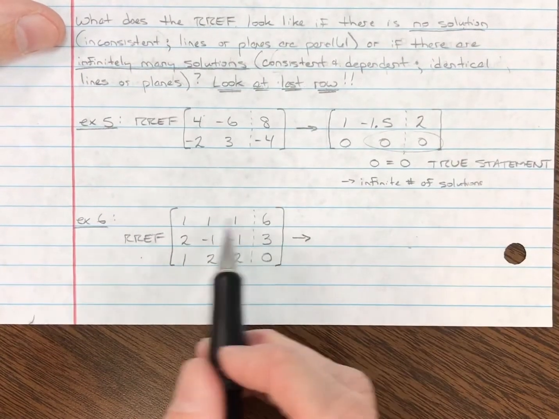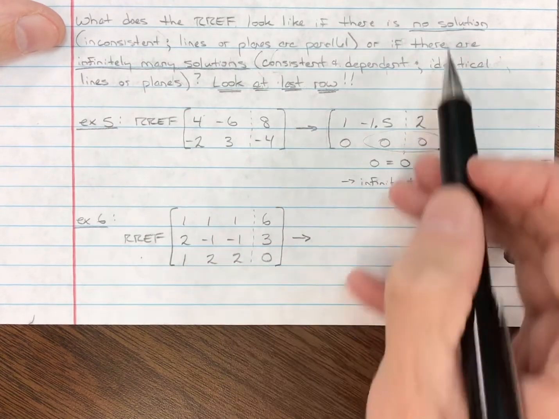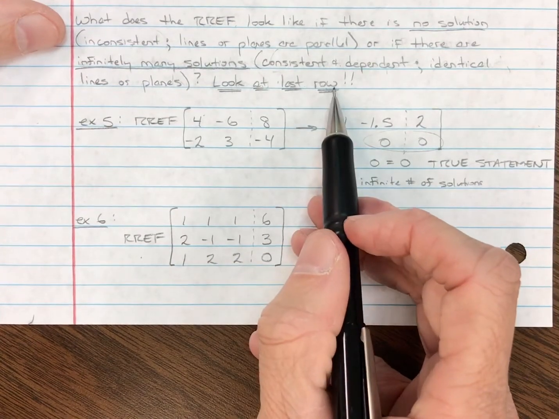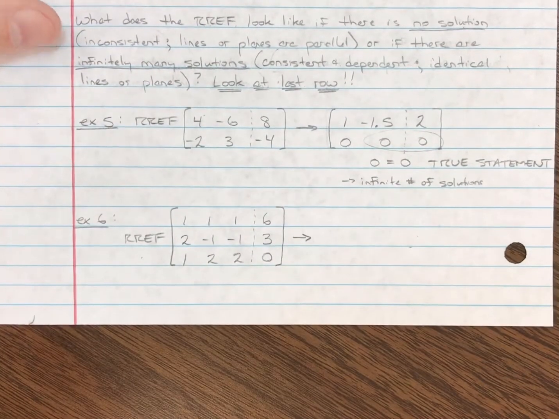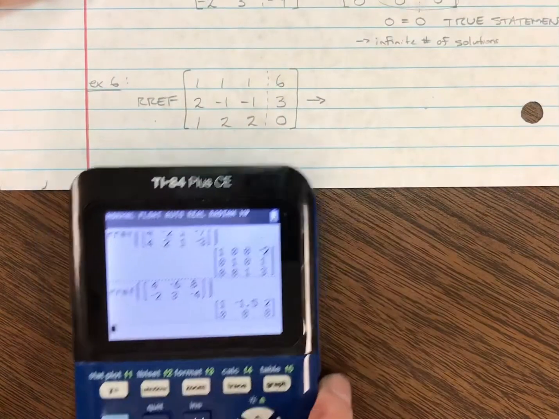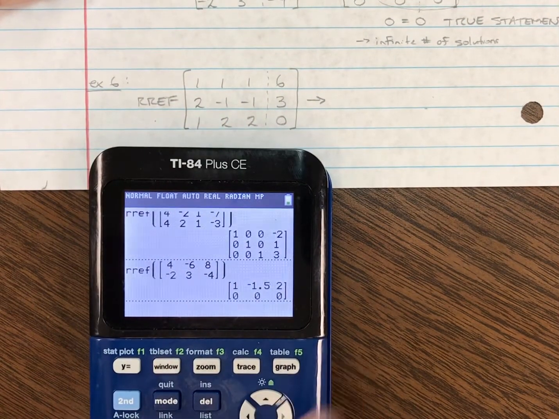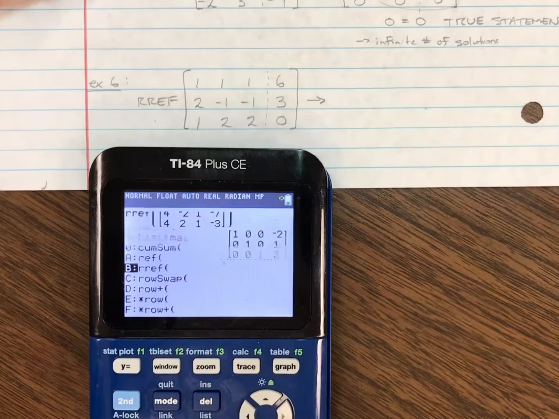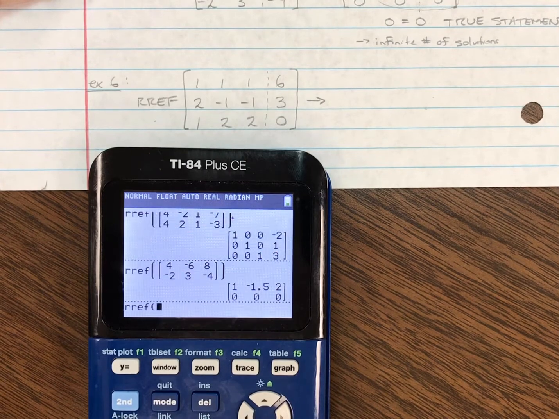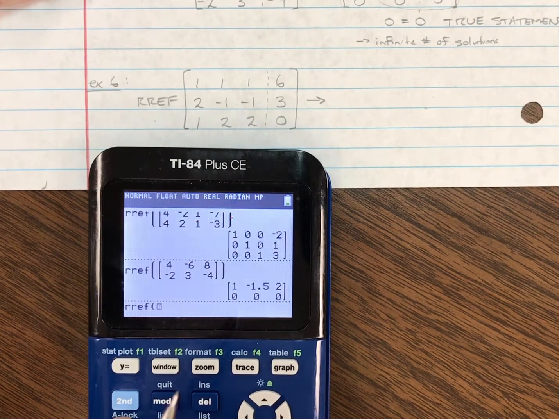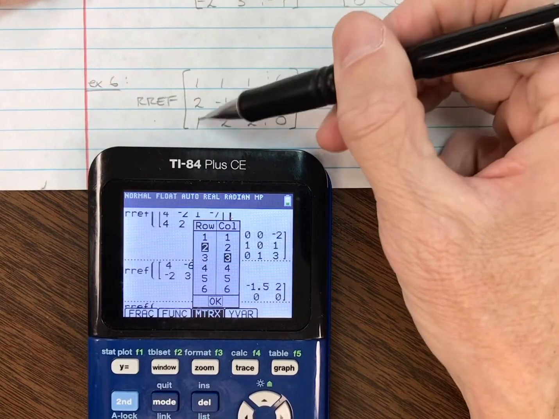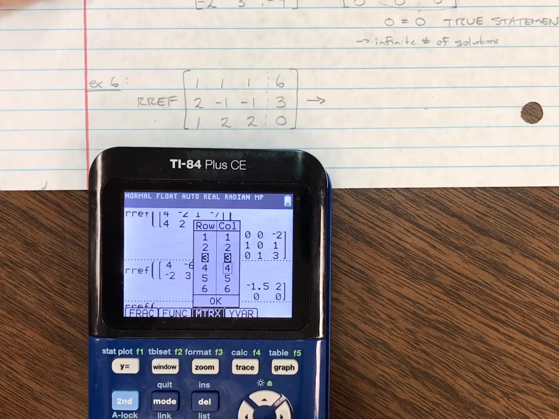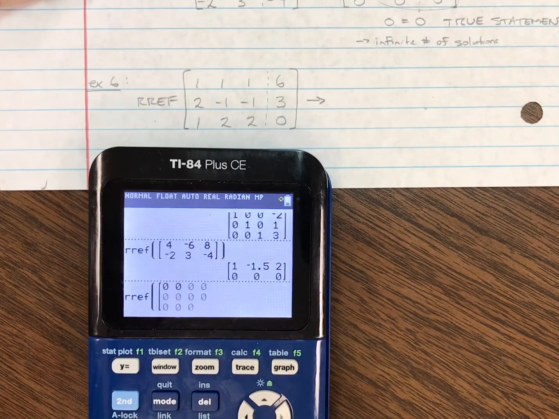Let's look at a 3 by 3. What does it look like if there's no solution in a 3 by 3? Same thing would happen. We're going to look at the last row. So I'll slide this up. I'll again go into my matrix menu, go to Math, and go up to RREF, reduced row echelon form. I'll build my matrix with my green F3, and this is 3 rows, 4 columns. So I'll go to 3 rows and 4 columns, then click OK.